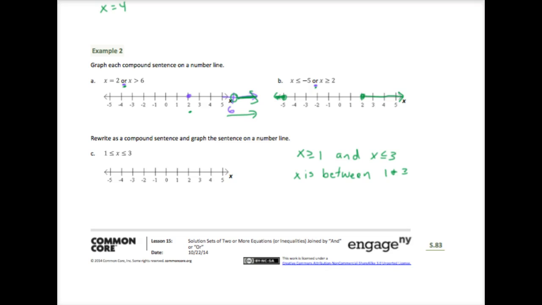Let's go ahead and have a color. X is between 1 and 3. And all the values that are between are all of these. We're talking about 3/2, 2, 2.5, 1.8, 2.9, and we're also including 1 and 3 for the extremes.